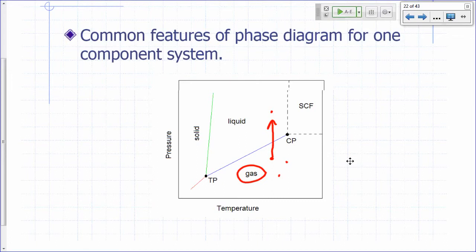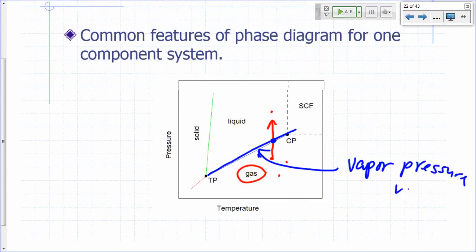So the boundary between these two regions, this blue curve right here, each point on that boundary represents the point where your liquid and your gas coexist. In other words, this blue curve is really nothing more than a plot of the vapor pressure of a liquid versus the temperature.